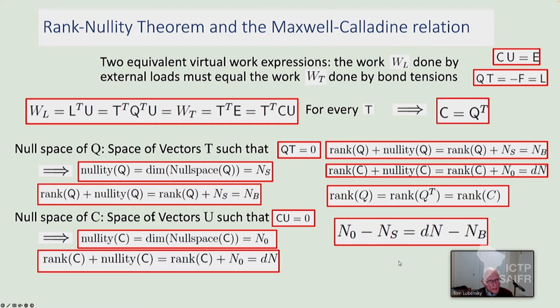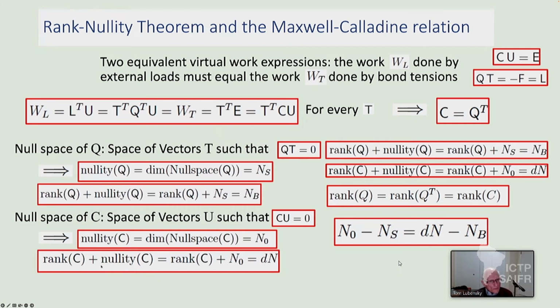The null space of C is the space of vectors U such that CU is equal to 0. Remember, CU was equal to the stretches, and the null space is the space of displacements that give us no stretching of the bonds. So the dimension of the null space of C is equal to N0, the number of zero modes in the system, whatever their origin. So again, we have rank C plus nullity C, which is rank C plus N0, is equal to Dn. In this case, this is the dimension on the right-hand side.